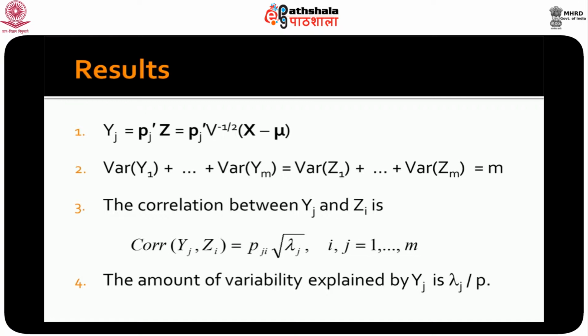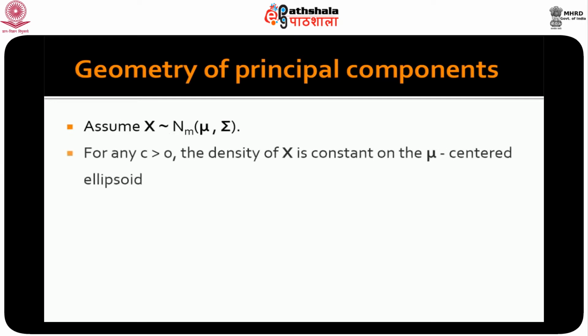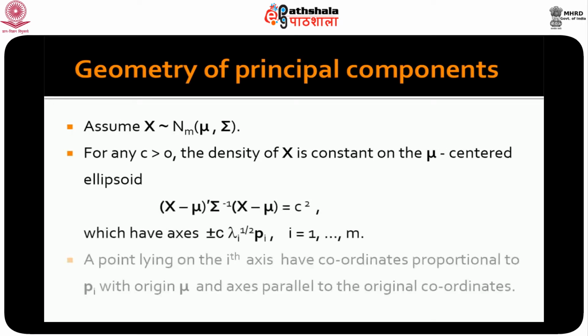So the method is the same, but mind you, as I said, getting the eigenvalues of rho is different from getting them from sigma. So there would be some changes in the result. To see this, it's easier if we look through the usual multivariate normal distribution. So suppose X follows the multivariate normal distribution, m dimensional, with mean mu and variance sigma.